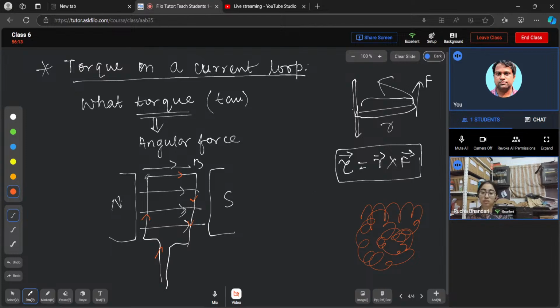Here we have drawn a simple single loop, and current is flowing here. Now the interesting thing is that on the left side of the loop the current is moving up, but on the right side the current is moving down.